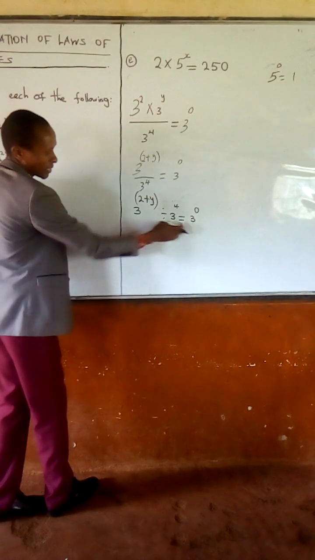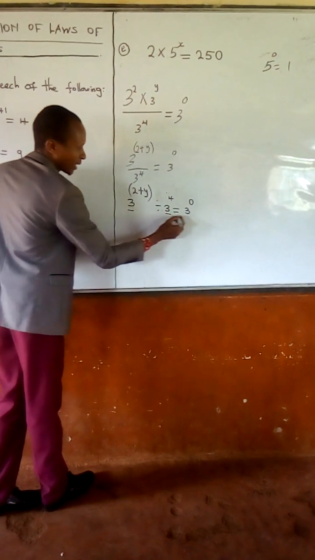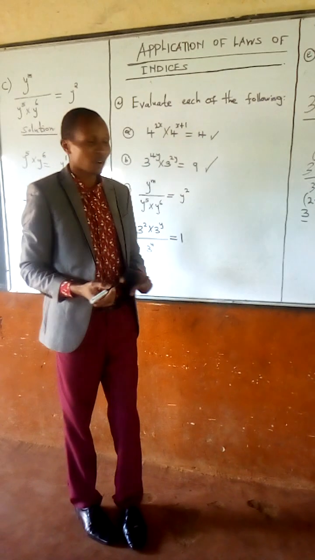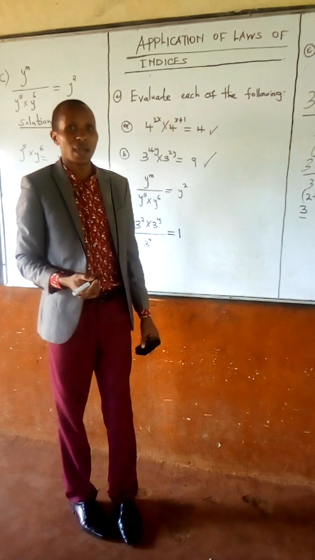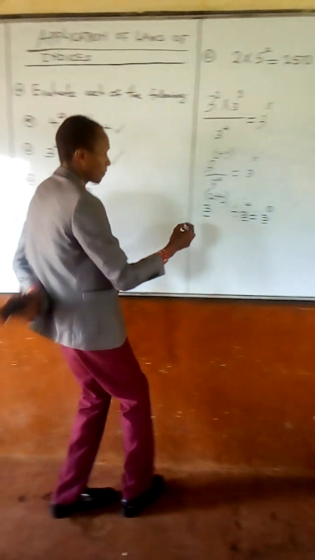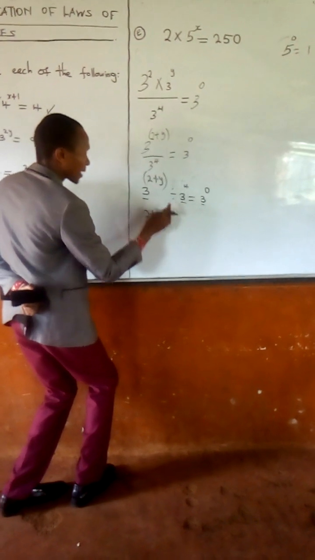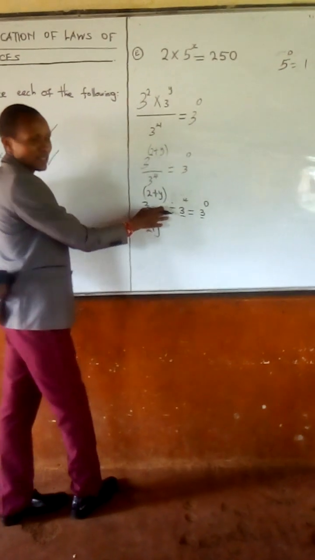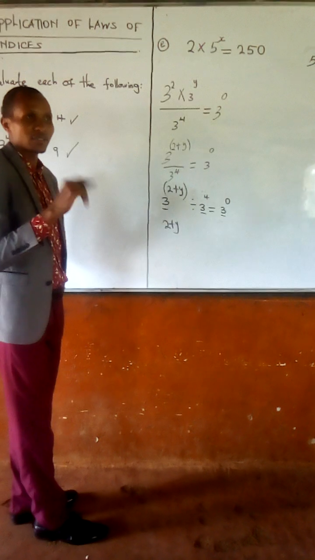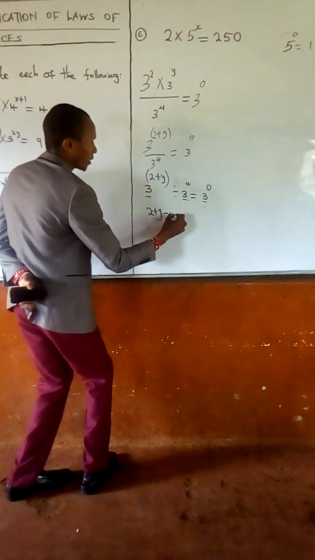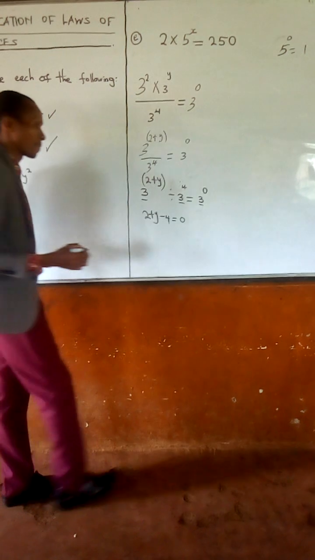Now the bases are the same. We have here 3, 3, 3. So what you do at that particular point, you equate the powers. So we have there 2 plus y. Now this is division. If it is division, remember we say that with division, subtract the power. So it is going to be minus 4 is equal to 0.